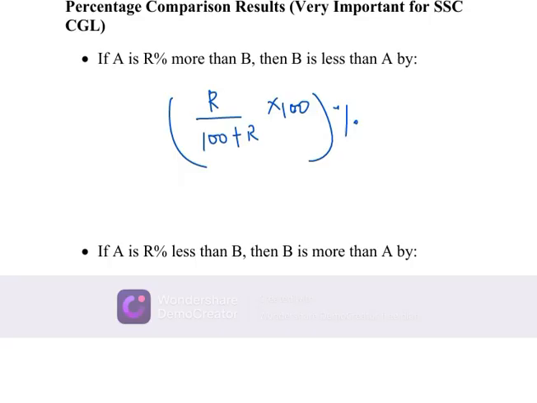If A is R% less than B, then B is more than A by R upon 100 minus R, where R is your decrease percent, into 100. So that means B is this much percentage more than A. I hope the formulas are clear. Applying the same formulas again and again.